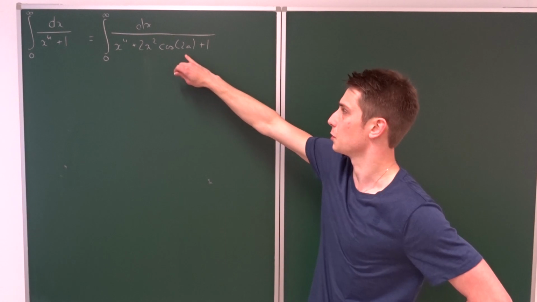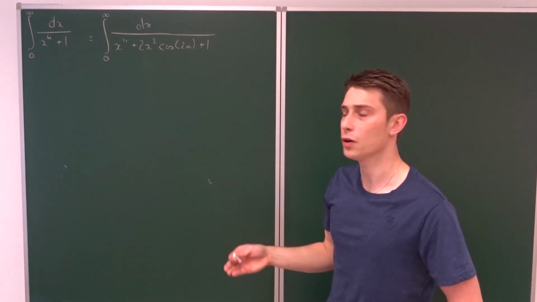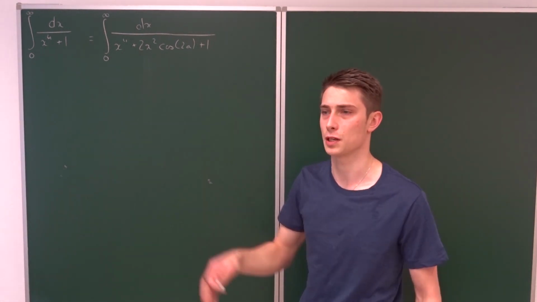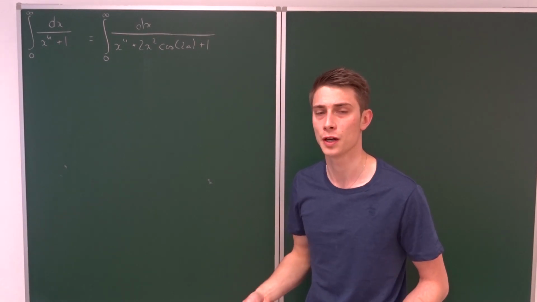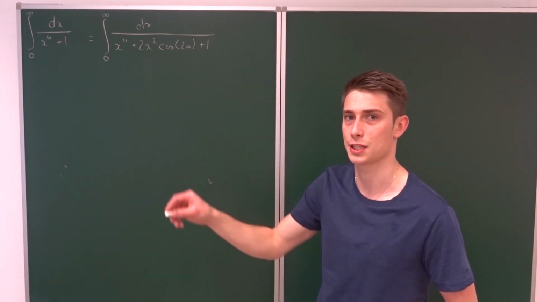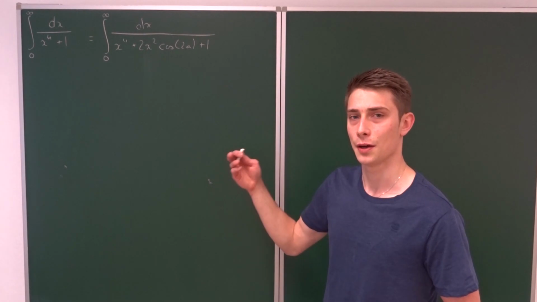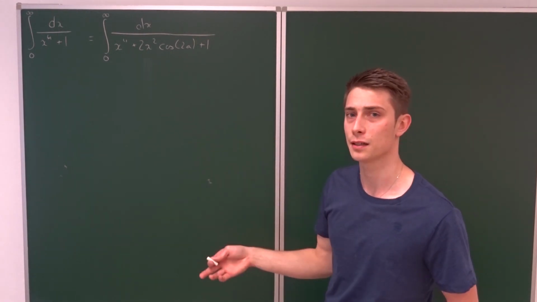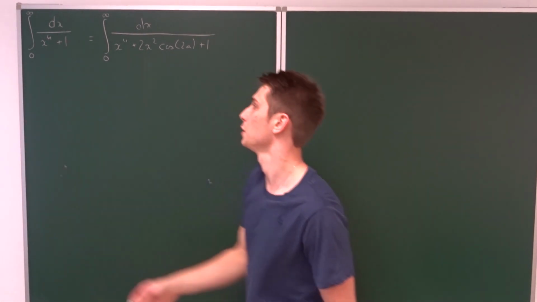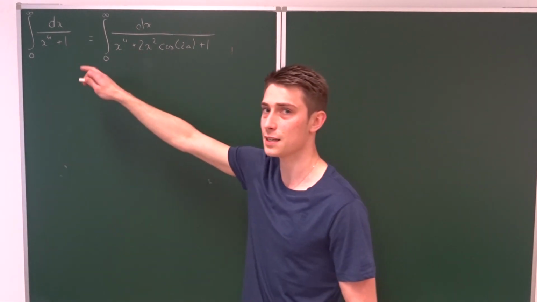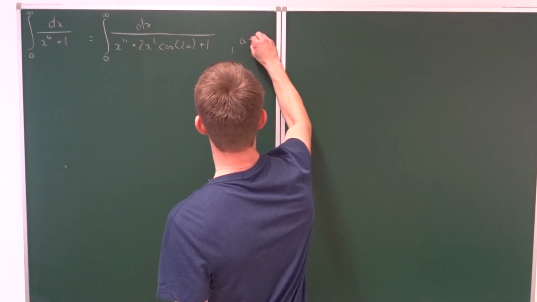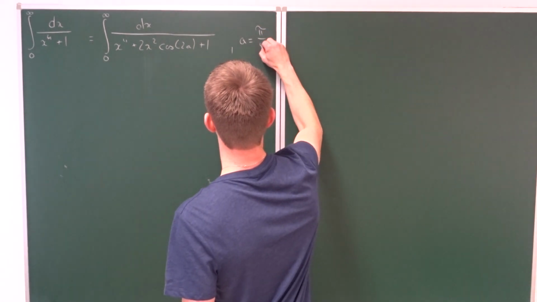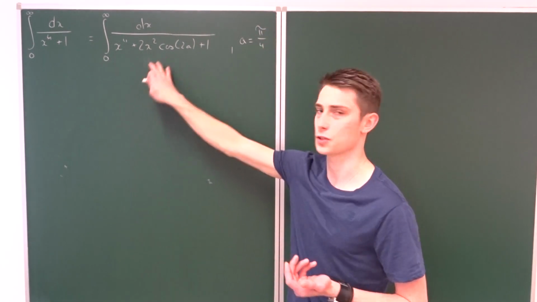As you might notice, if you plug in pi over 4, then the cosine becomes 2 times pi over 4, and that's pi over 2. And the cosine of pi over 2 is just 0. So if you plug in pi over 4 as a, then you will get the original integral. So this case holds for a equals pi over 4. Okay, and we want to solve this one.